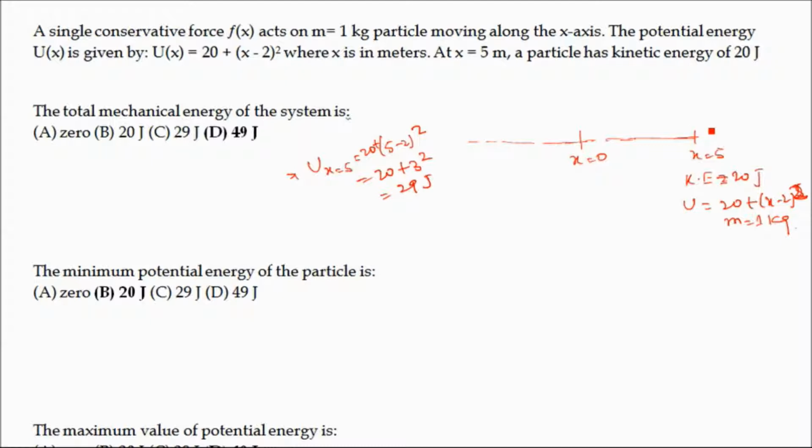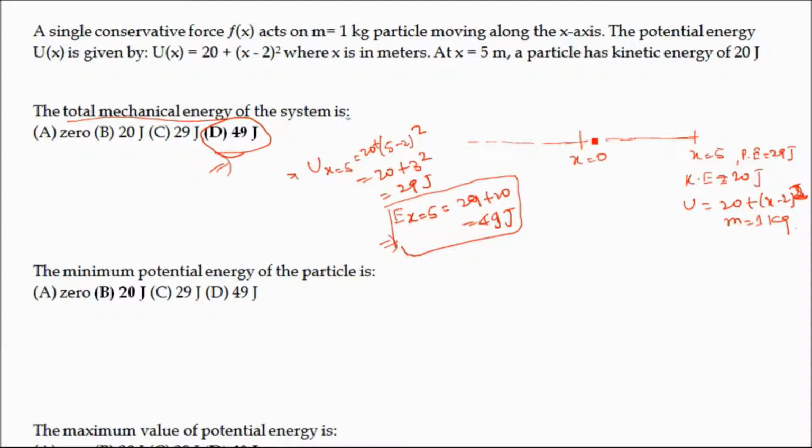So at point x is equal to 5, we have kinetic energy 20 joule, potential energy equal to 29 joule, so total energy will be 49 joule. So energy E at x is equal to 5 is equal to 29 plus 20, that is 49 joule, and this energy will be constant throughout the motion. So as per the conservation of mechanical energy, the total mechanical energy of the system will be 49 joule throughout its motion.